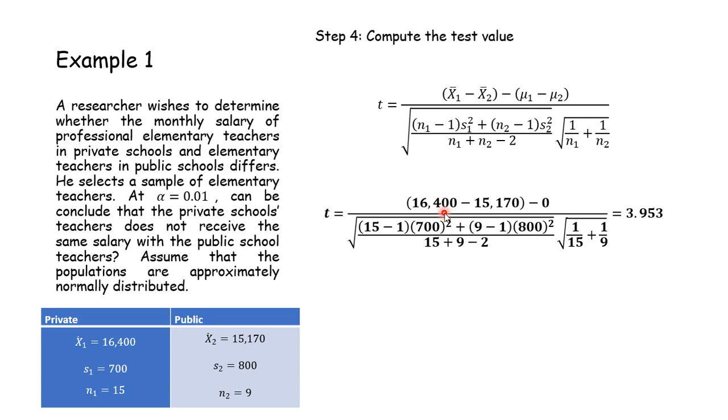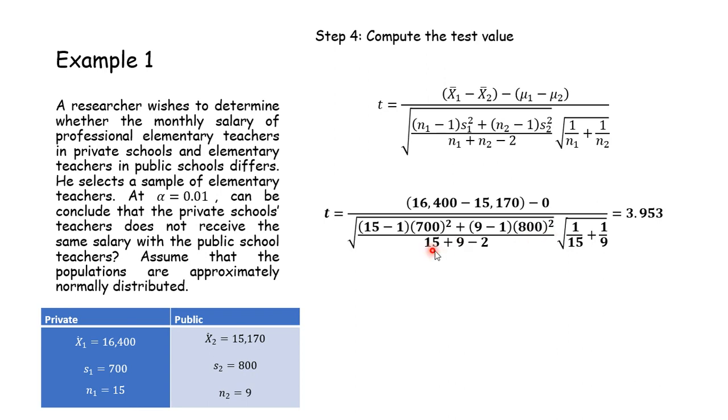So for the sample means, we have 16,400 minus 15,170. The first sample size is 15 minus 1. And then kung ano po yung standard deviation niya on that group, that's 700, yun po yung gagamitin natin. And don't forget the square. Since standard deviation lang po yung given, wag niyo pong kakalimutan na lagyan ng squared sa computation natin. Plus, on the second group, we have 9 minus 1 multiplied by 800, which is the standard deviation also. And again, don't forget the square.